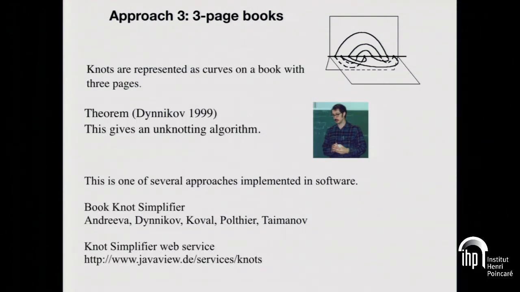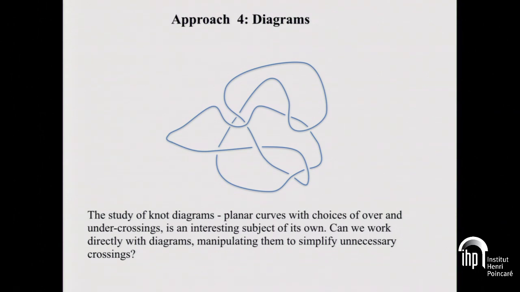And Dynnikov showed that this led to an unknotting algorithm, essentially showed that it was monotonic. You never had to increase the number of points of intersection with the binding of that book, the central curve. It's still a doubly exponential algorithm, but it was shown to apply in 1999. And this has actually been implemented in software to recognize the unknot. And in practice, it works quite well on diagrams up to several hundred crossings, which is quite a lot if you think about it.